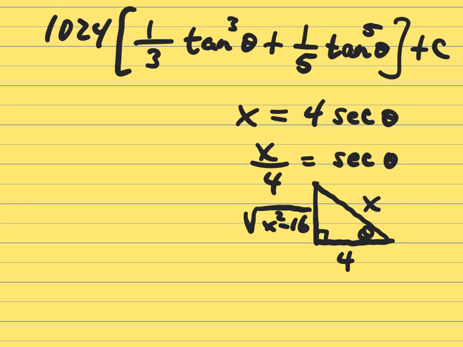Going back to the top row, we're going to replace all the tangents with the x terms from this right triangle. Tangent is opposite over adjacent, so each of those tangents we're going to replace with square root of x squared minus 16 over 4.